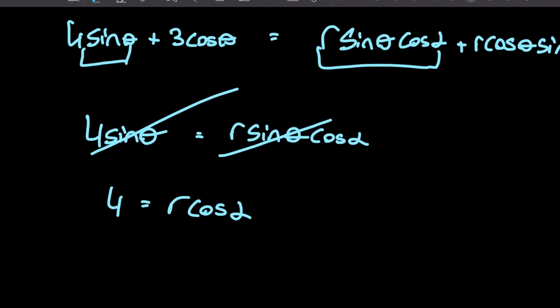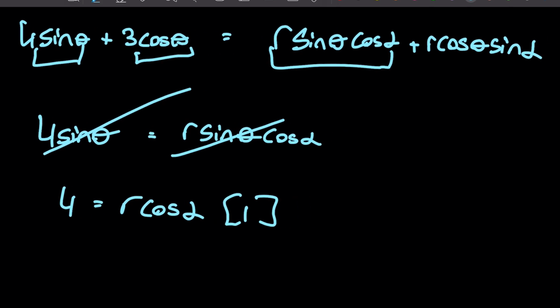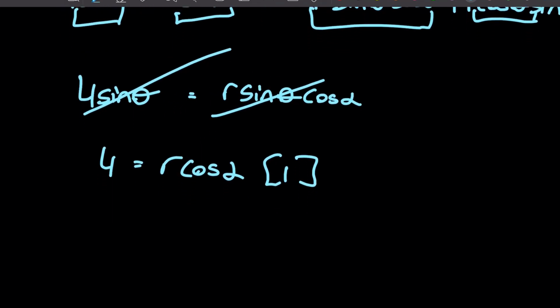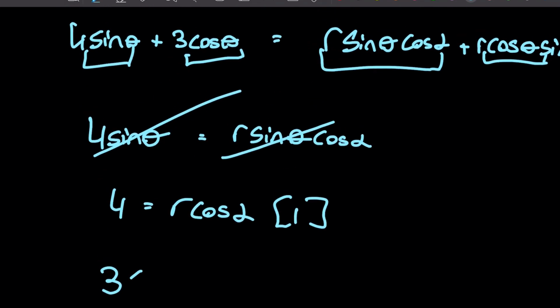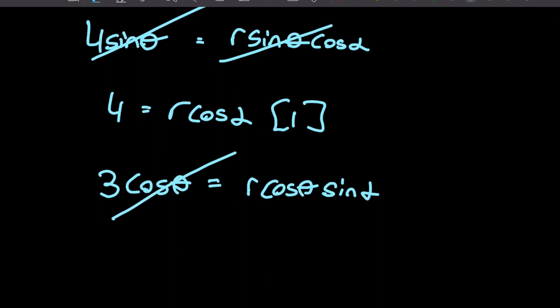Now, what has a coefficient of cos theta? If you look over here, cos theta is before sine alpha, and that means that sine alpha has a coefficient of cos theta. So we can equate these two. So we can say 3 cos theta is equal to r cos theta sine alpha. And if we just remove the cos theta, 3 equals r sine alpha. And this is equation 2.